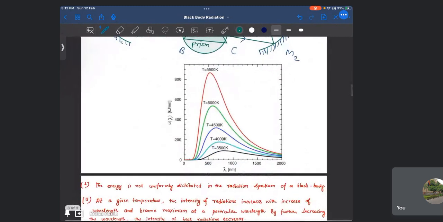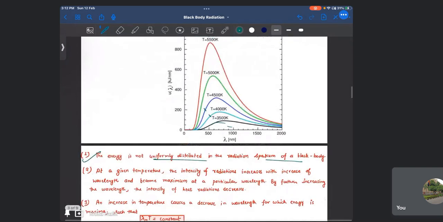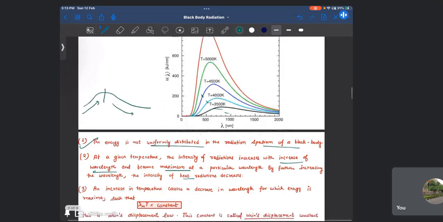And to explain this curve, certain observations have been made. First, energy is not uniformly distributed as a function of the radiation spectrum. For example, at this temperature, the energy distribution is different compared to this temperature and this temperature. So the distribution of energy is not a constant function of temperature. Now, at a given temperature, the intensity increases as we increase the wavelength, reaches a maximum, and then starts decreasing again. So the intensity curve is like that. It increases initially, reaches a maximum, and then starts decreasing.